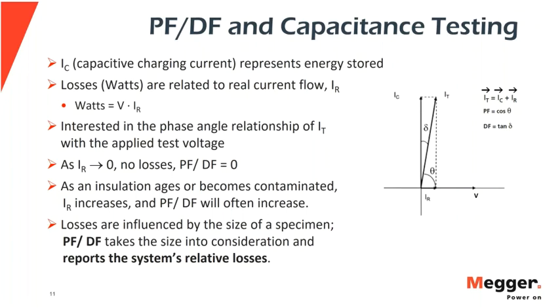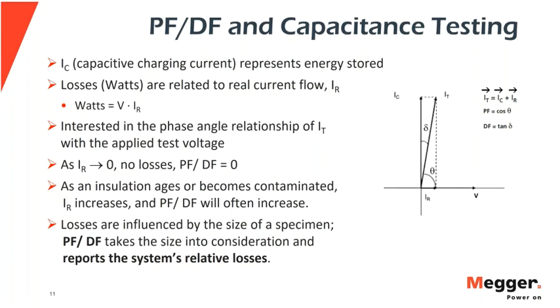So capacitive current represents energy stored by the insulating materials. Losses are related to the real current or resistive current flow. And what we're interested in is the phase angle relationship of that total current to the applied test voltage, because that phase angle hints at how much loss current we have present in the measurement. And as that loss current or resistive current goes to zero, then our power factor will be zero, generally indicating that the insulation system is in good health.